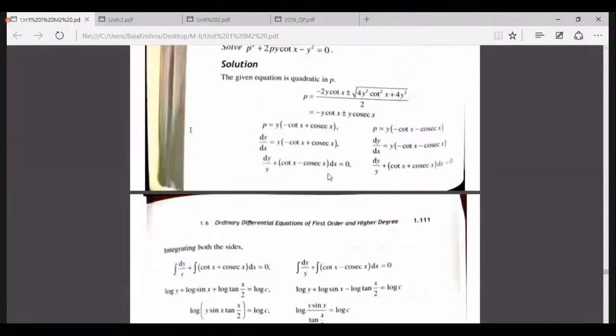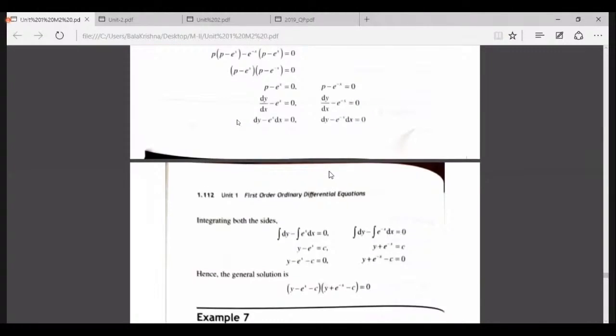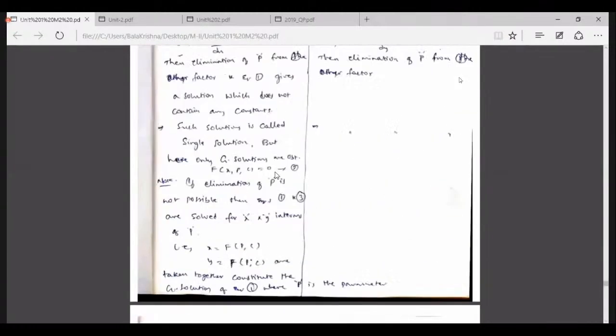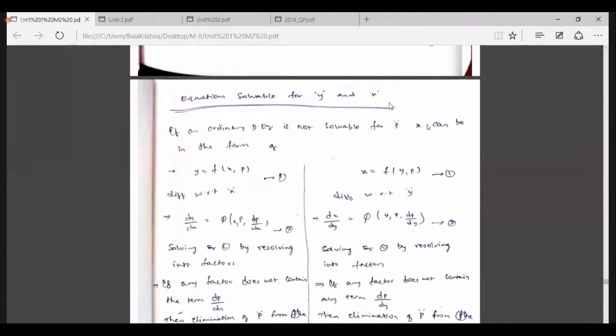Okay, so like this you have to do for solvable for p problems, and like that solvable for y and x problems. That means if the given equation is not able to be solved like the previous method, you can express it in the form of y is equal to terms in x, or the other way around.